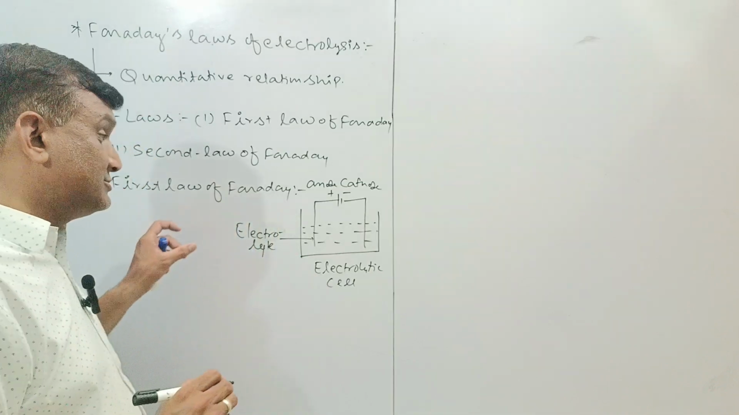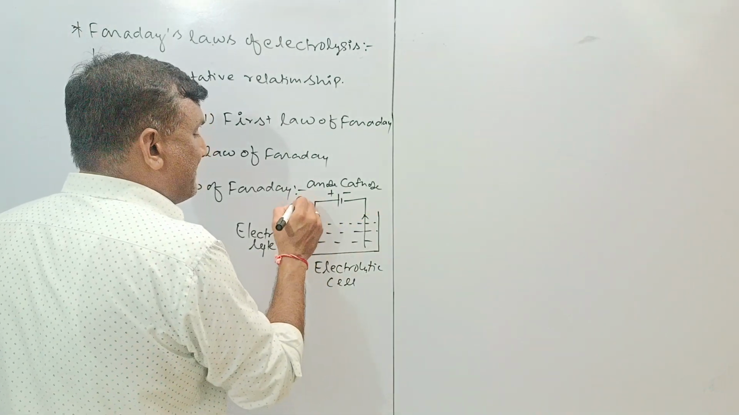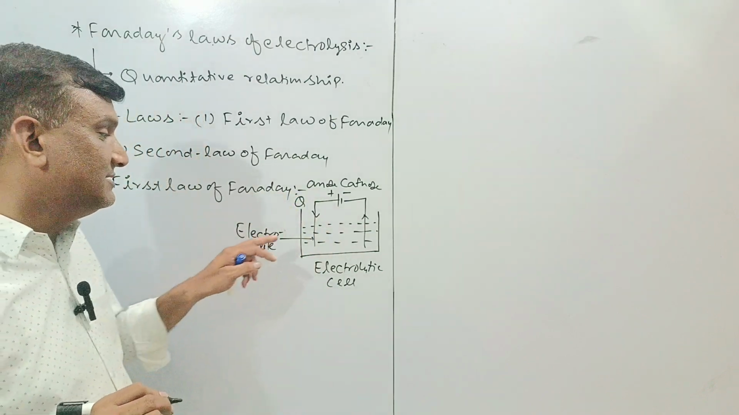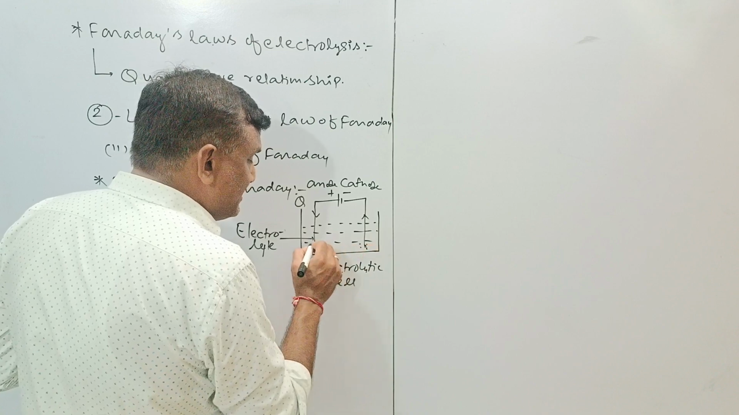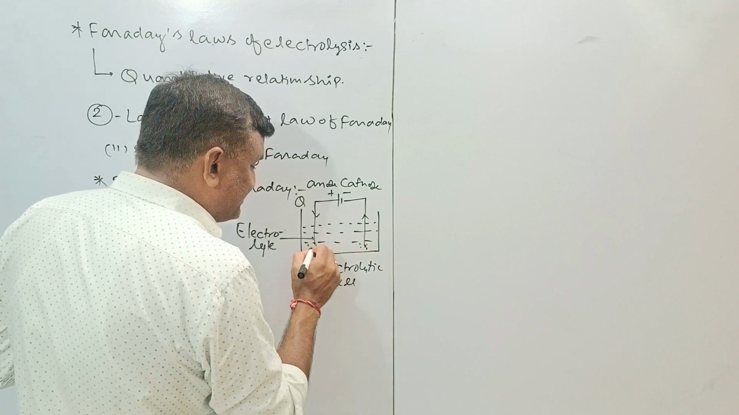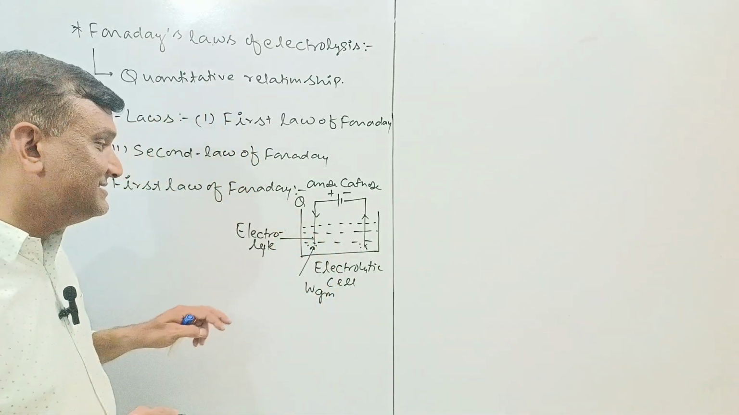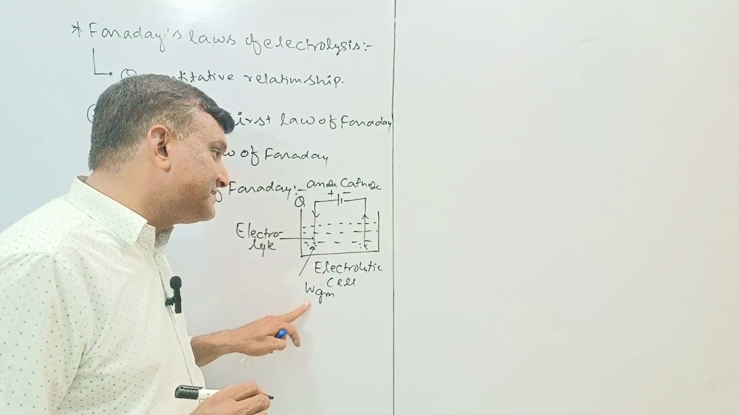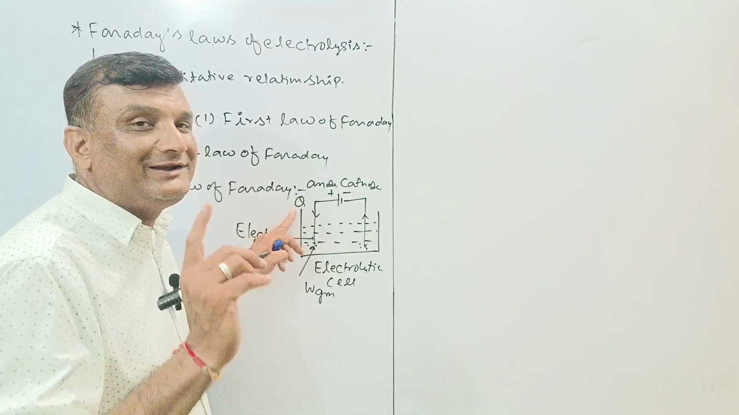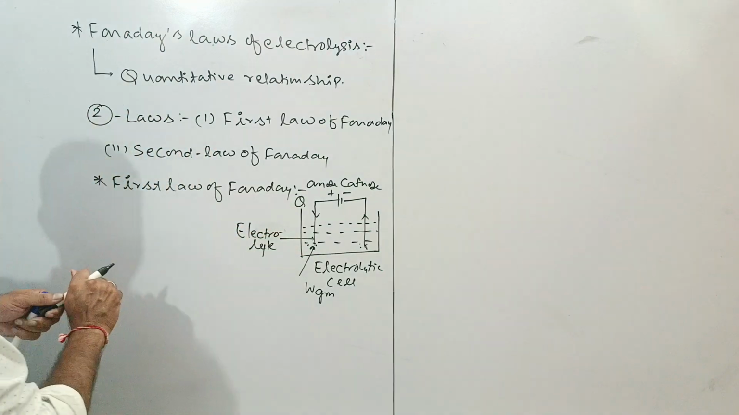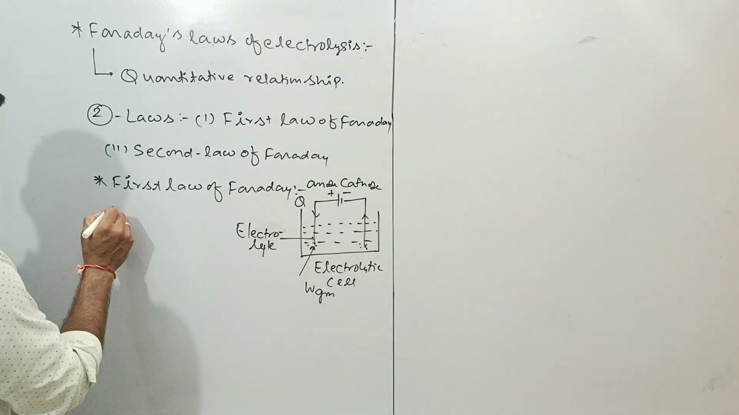According to this law, first law of Faraday, suppose we are going to flow Q coulomb of current, then here will be depletion of the substance over the cathode and anode, different substance, and if the amount of the substance is capital W gram, then we can say the deposited amount of the substance will be directly proportional to the quantity of the current. So this is the first law of Faraday.